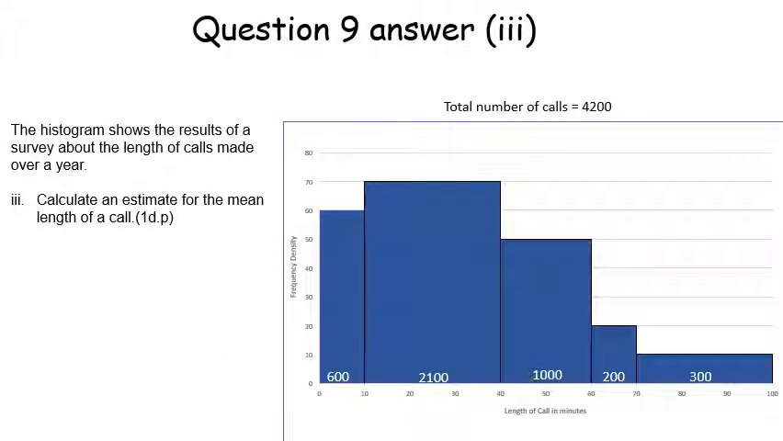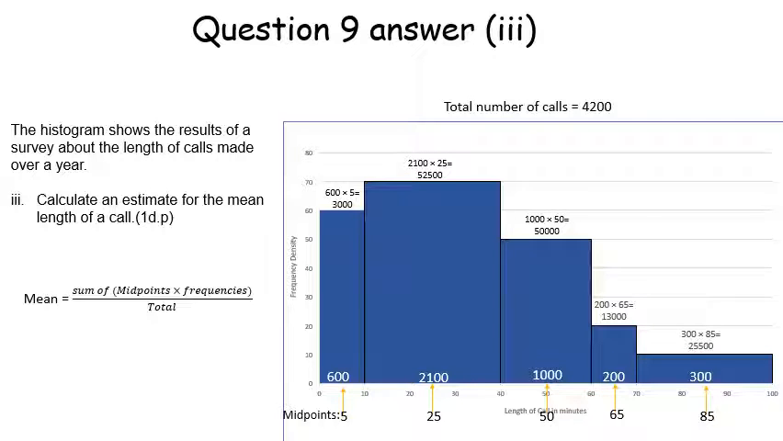To calculate the mean of group data, the first step is to determine the midpoint of each interval or class. They are 5, 25, 50, 65 and 85. These midpoints must then be multiplied by the frequencies of the corresponding classes. They are 3,000, 52,500, 50,000, 13,000 and 25,500.